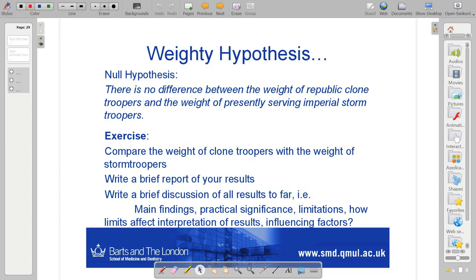Okay, so do that analysis we've just done. Then note down what you observe in those results. And then once you've done that, start to formulate a discussion around those results. And I've suggested here, identify your main findings, what the practical significance of those findings may or may not be, limitations to the methodology and the analysis, and how these limits may affect the interpretation of the results, and what other influencing factors there may be.